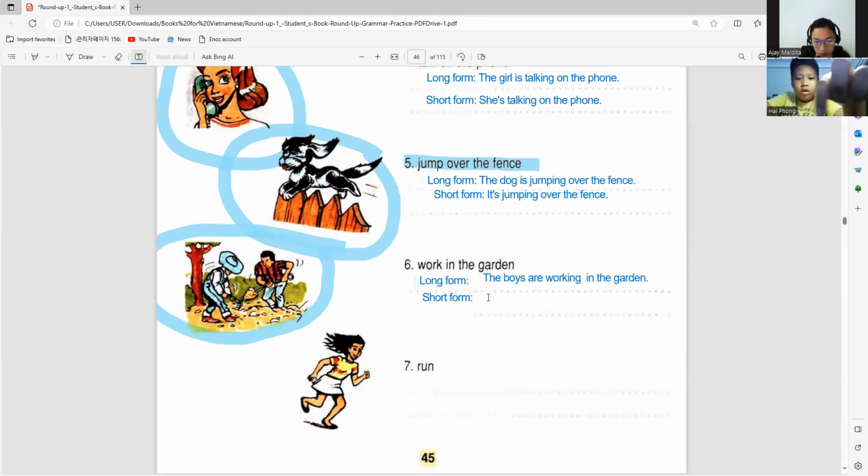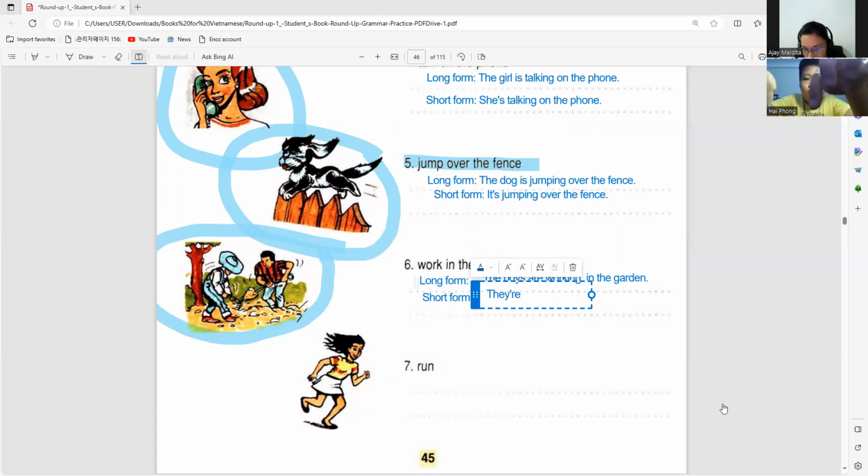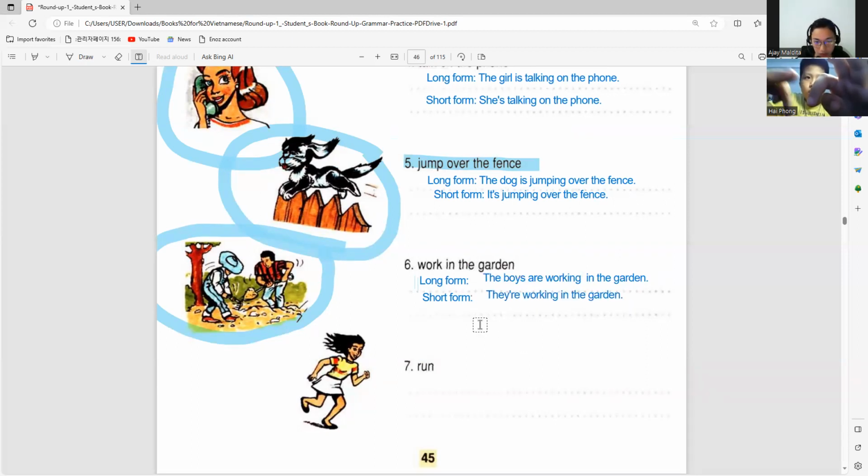Okay, how about short form? Yes. They are? Okay, I will read your message. The boys are working in the garden, and then the short form for they are working. Working in. Yes, they are working in the garden. Okay, oh, Fong is typing. Good job, Fong. Yes, okay, thank you for your effort, Fong.